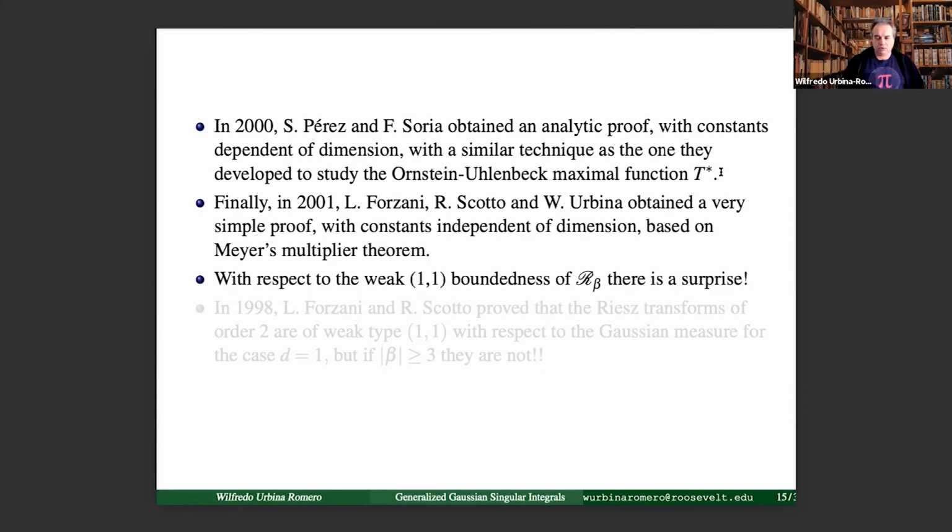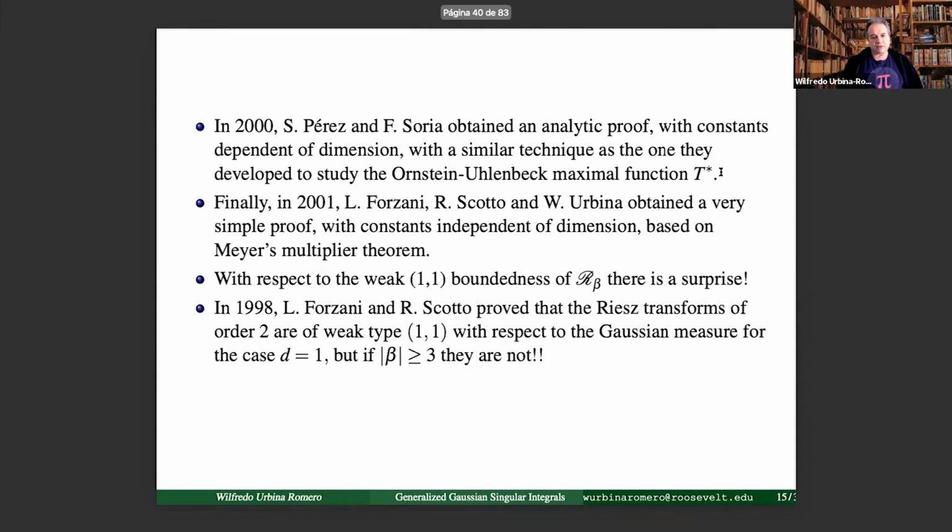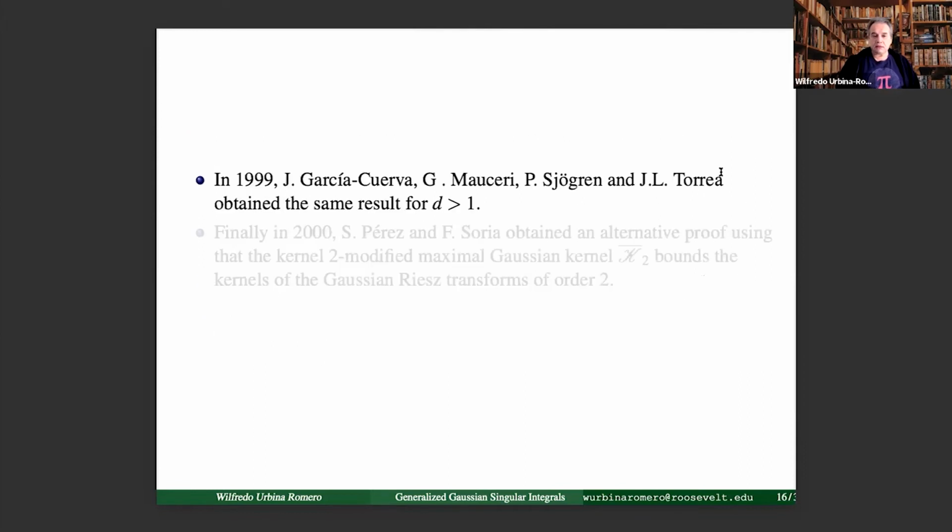But all of that is, of course, for p bigger than 1. When you go to weak 1-1, we have a surprise. Roberto and Liliana in 1998 realized that in one dimension, the Riesz transforms of order 2 are weak 1-1, but any other one with order bigger than or equal to 3 is not. That was extended to higher dimensions by Garcia-Cuerva, Mauceri, Sjogren, and Torrea.